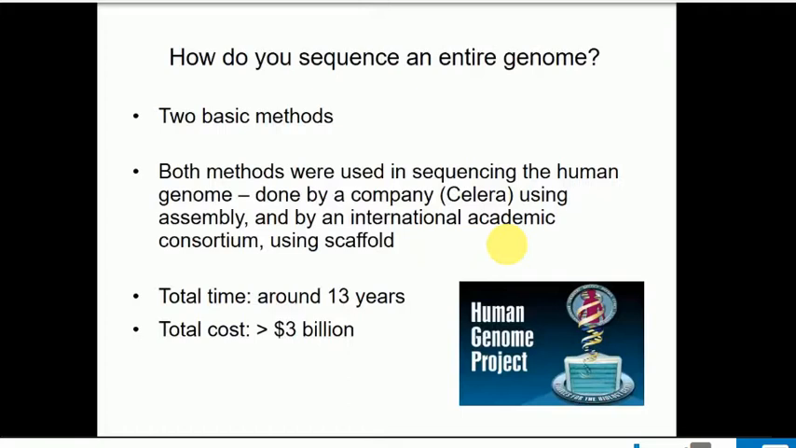There was quite bad feeling between the different groups, particularly because as soon as the International Consortium got information about the scaffold, they published it, put it into the public domain. So actually, Venter was able to use that in his so-called totally random de novo assembly. If you talk to people involved in the project, there's still a little bit of bad feeling about it. But in the end, there was an agreement that everyone should publish their results simultaneously, so no one claimed priority. It took around 13 years to complete, and cost about $3 billion American dollars, which is a large amount of money by anyone's estimation.